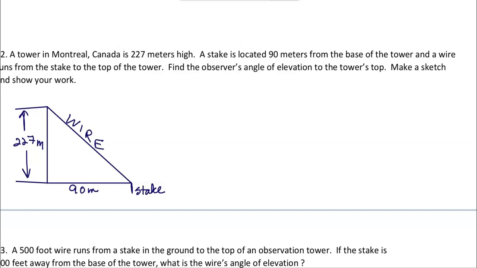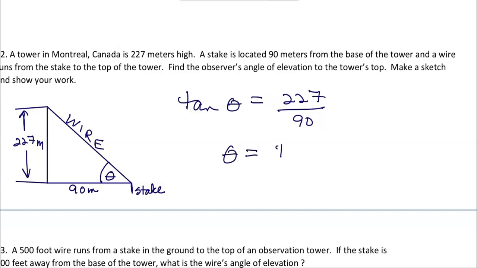Find the observer's angle of elevation to the tower's top. That's this angle right here. Theta is the angle of elevation. Make a sketch and show your work. Okay, all you have to do is find the angle. So to find that angle, that's a tan problem. The tan of theta equals opposite over adjacent. And when I do my inverse trig and put this in my calculator, I get that theta equals 68.4, and it's in degrees.